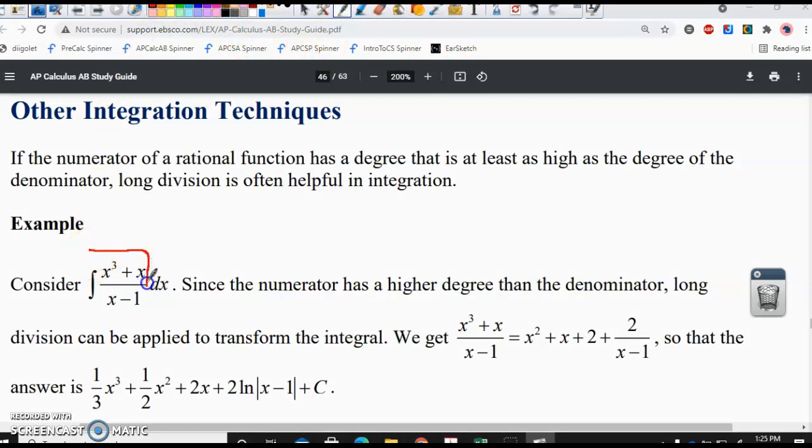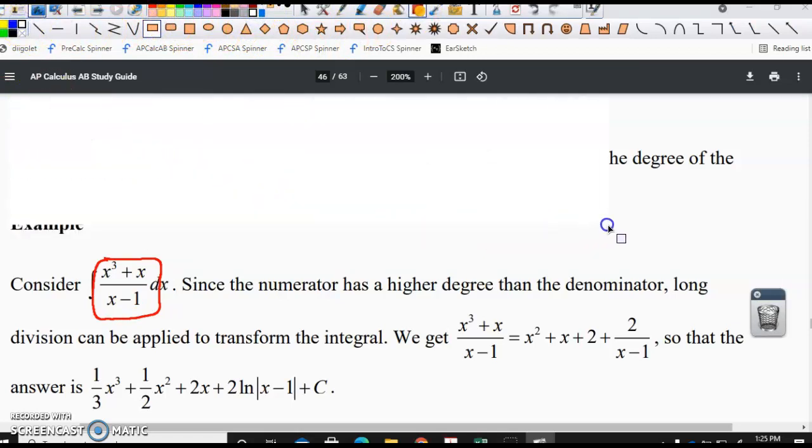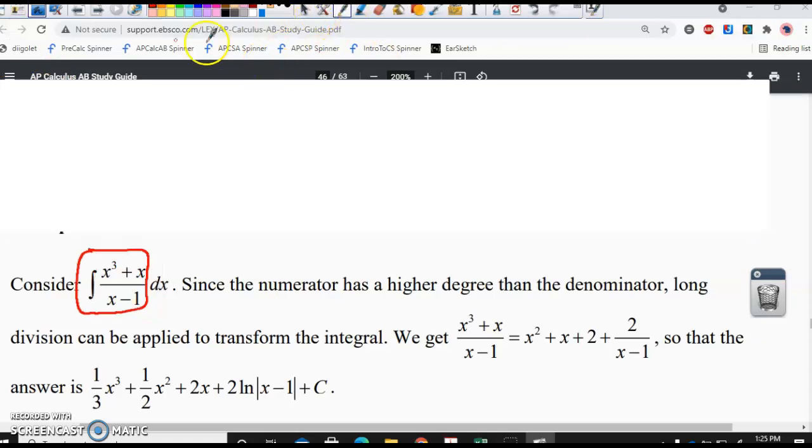When the degree of the numerator is greater than or equal to the degree of the denominator, there is no amount of u substitution that's going to help you. So what we're going to have to do is divide. And what we did in class was I went over doing a long division thing, and you could do whatever kind of division you want.